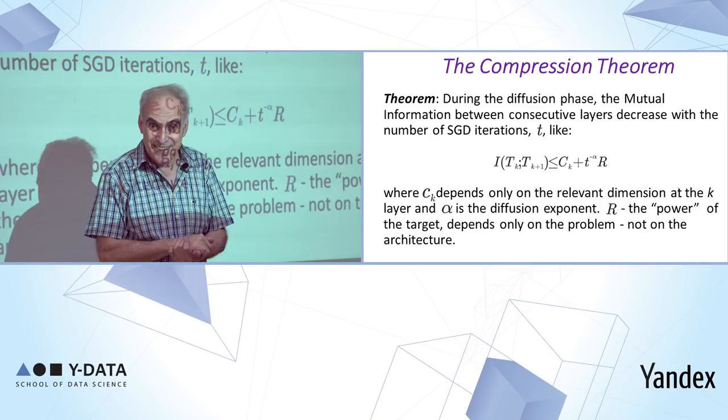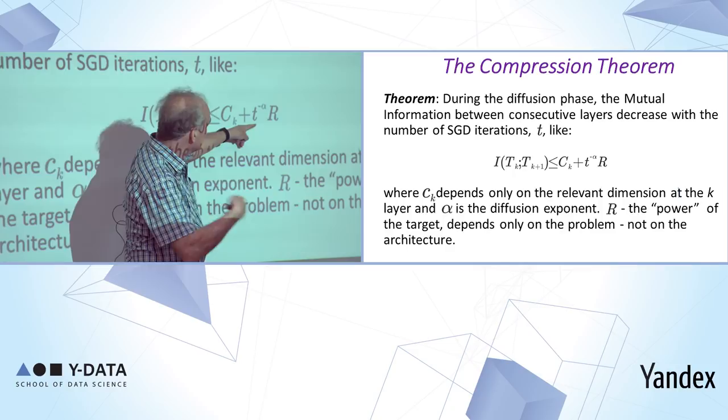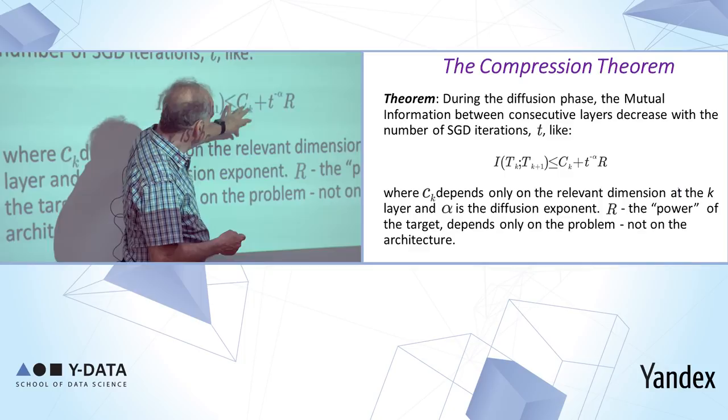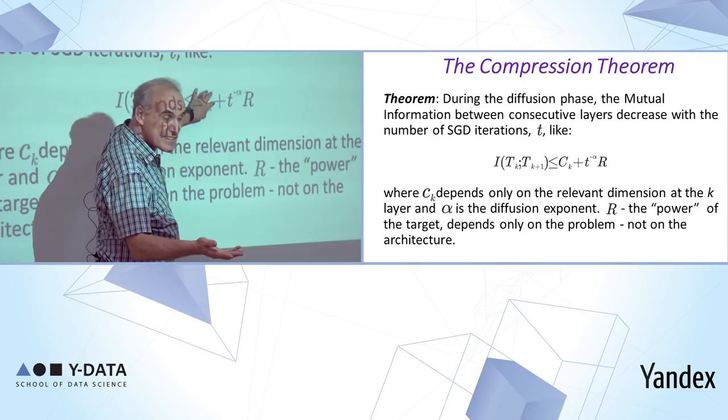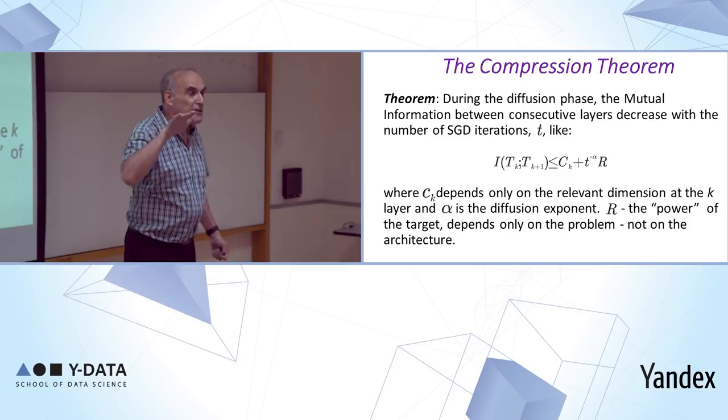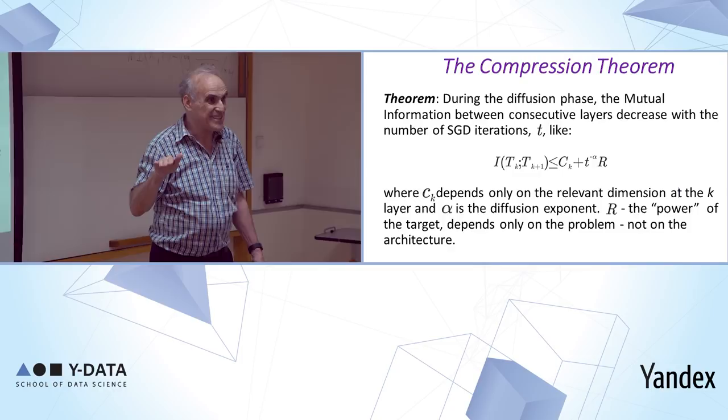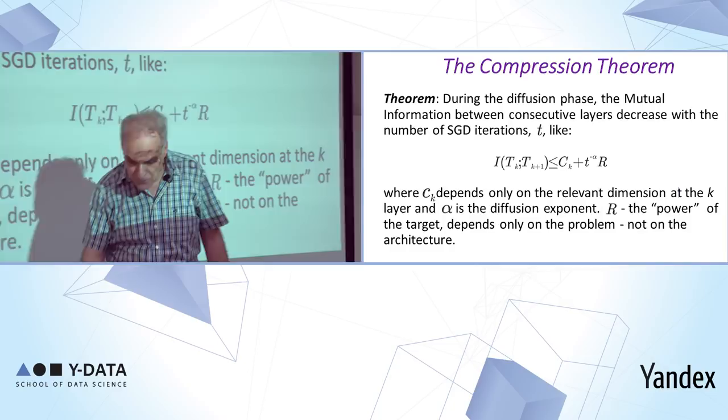So what I'm saying is that, with t being time, the number of iterations, the mutual information between two consecutive layers in my network is bounded by some constant, which depends on the relevant dimension of the manifold in this case, plus something which decays with time, like t to the minus alpha, where alpha is this diffusion exponent. So if it's half, it's minus half. So this is decaying with time. So eventually, this is the reason for the compression. And the proof of it is actually very intuitive, and I just want to finish with that.